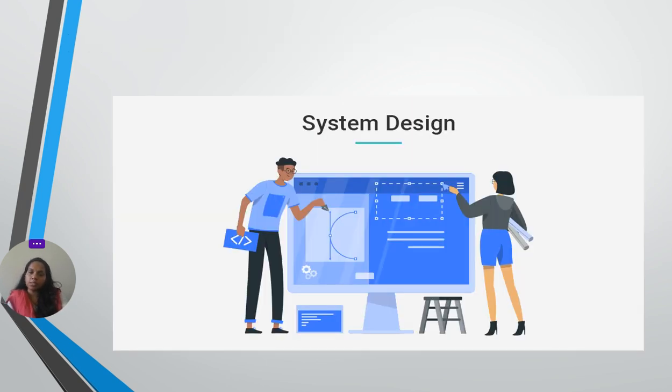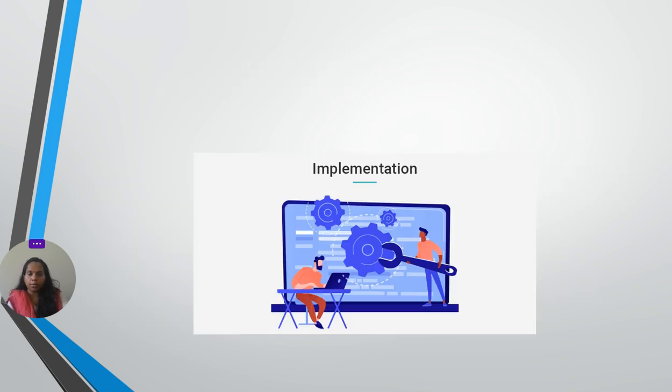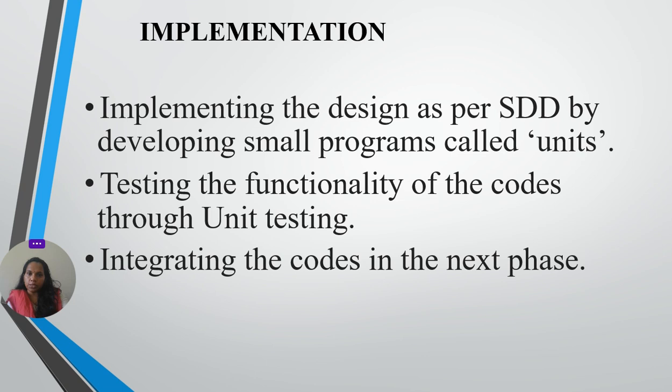The second stage is system design, transforming the requirements collected in the SRS into a suitable form which allows further coding in a programming language. Describing the overall software structure and the detailed design. Documenting the design, also known as the software design document. The third one is implementation. Implementing the design as per the SDD by developing small programs called units. Testing the functionality of the code through unit testing. Integrating the code in the next phase.